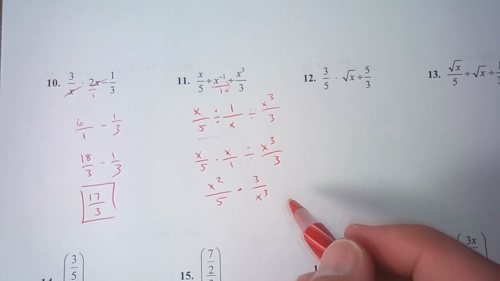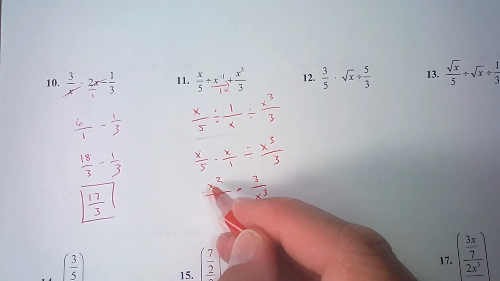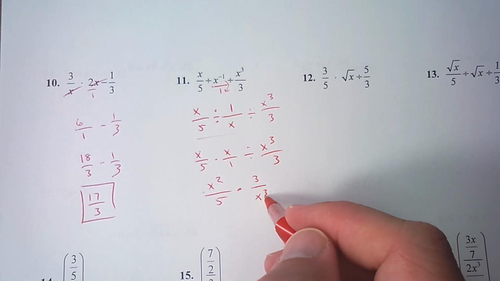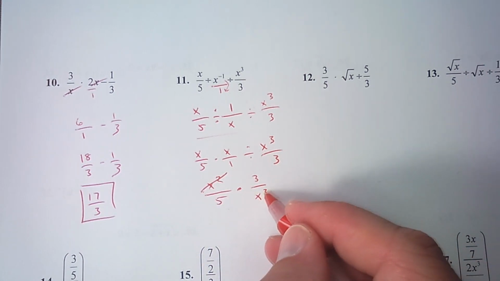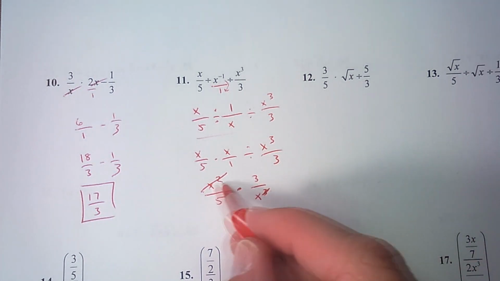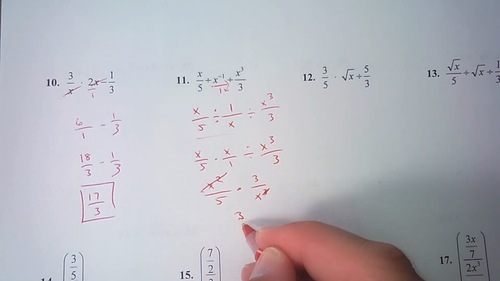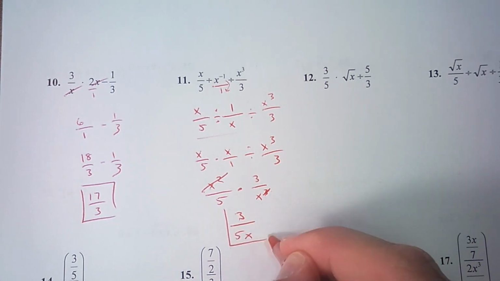And before I do the multiplication, I see I've got an x squared here and an x cubed here. I can cancel out x and another x, so x squared is gone, and this x to the third power, 2 of those are gone, so I now have x to the first power. Okay, so across the top I've got 1 times 3, and the denominator 5 times x.